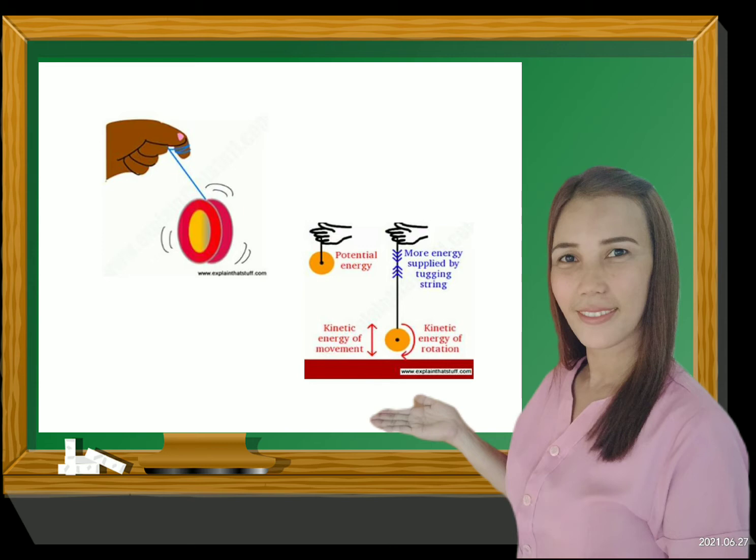When you hold the yo-yo in your hand, it has potential energy. It stores energy because it's high above the floor. When you release it, the potential energy is gradually converted into kinetic energy.